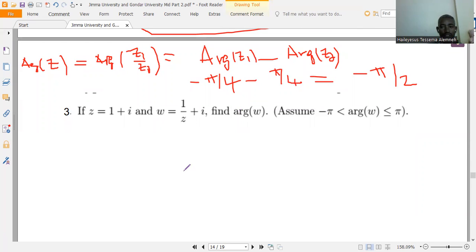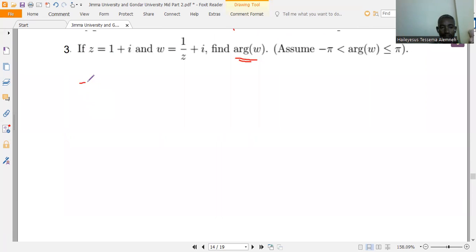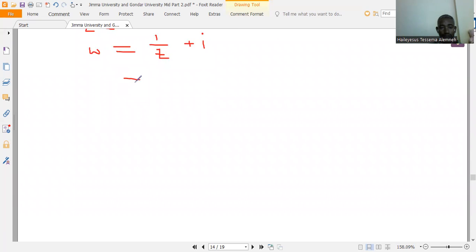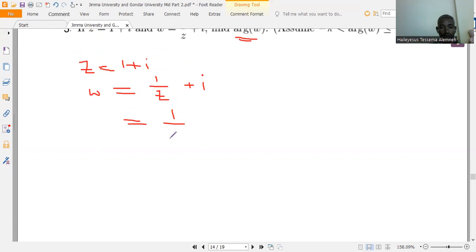Okay, the next question: if z is equal to 1 plus i and w is equal to 1 over z plus i, find the argument of w. Now z is given, z is equal to 1 plus i. And w is 1 over z plus i, which is the same as 1 over 1 plus i, plus i.